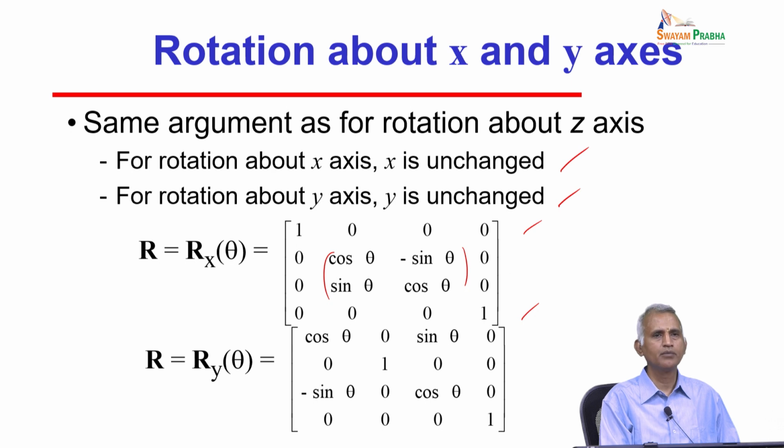Similarly, the rotation about the y axis is cos theta 0 sin theta 0, 0 1 0 0, minus sin theta 0 cos theta 0, 0 0 0 1. So, this way we can do the rotation about the x axis and y axis.